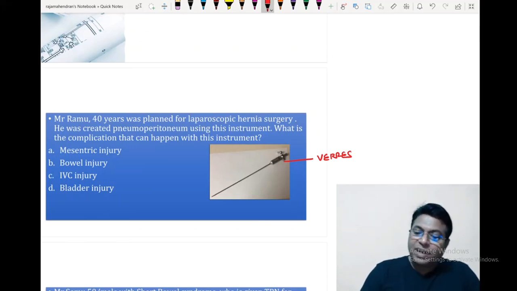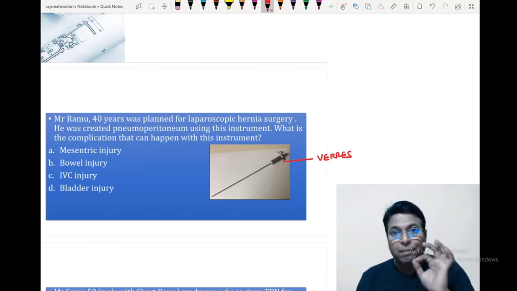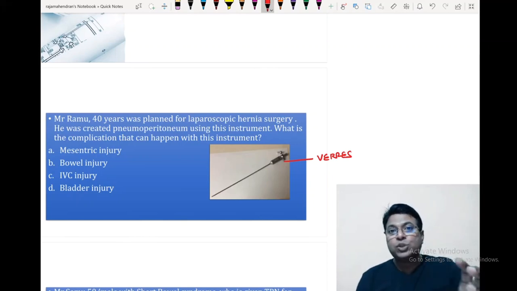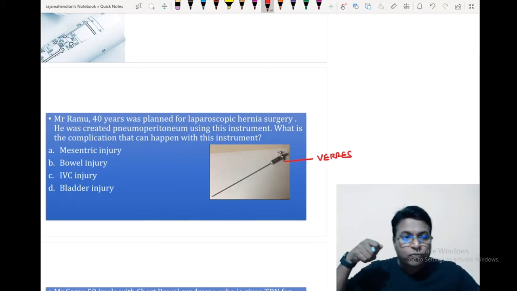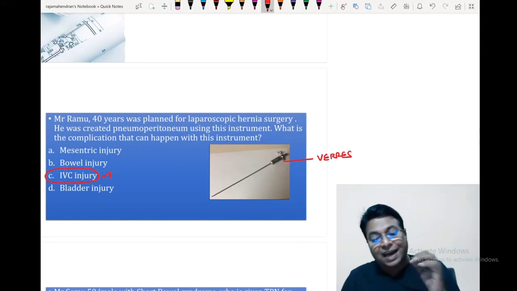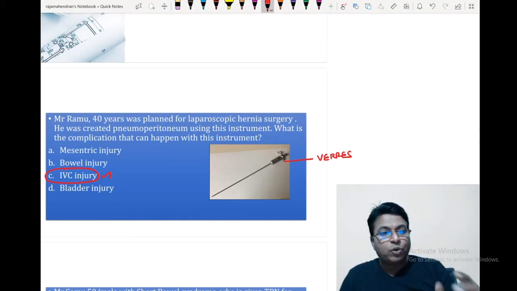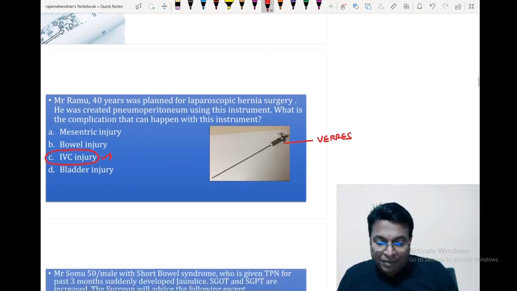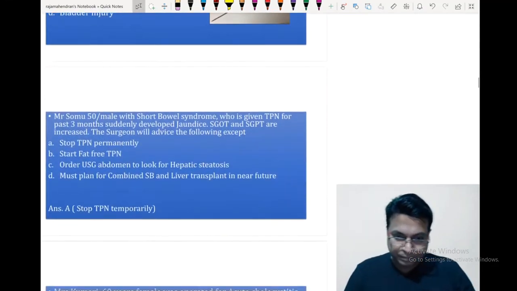So please remember, Veress needle will not injure the bowel or bladder, but it can go and injure the deeper vessels. When you go forcefully, you will go and injure the IVC. IVC injury can happen. It is very rare, but it can happen if you don't properly use it. You can go and injure it. Okay, this is IVC injury that can happen with the help of Veress needle.